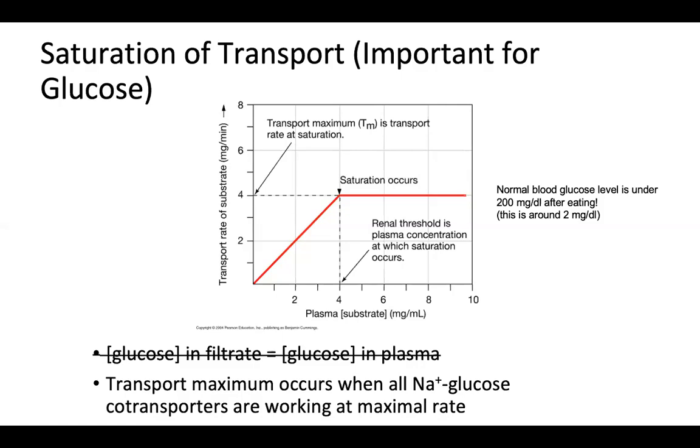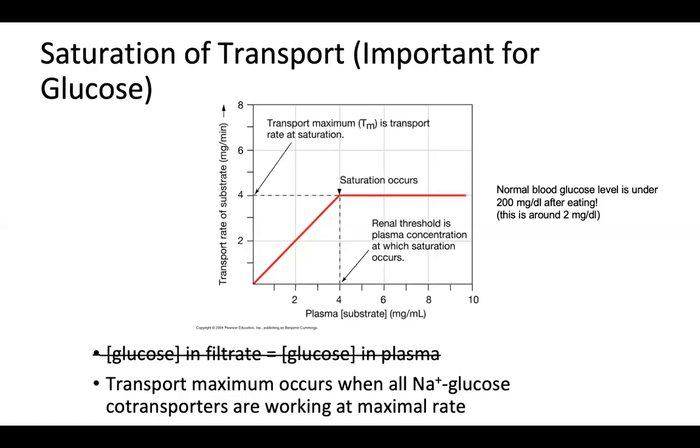But what can happen is if we have too much blood glucose, all of a sudden we reach saturation of these transporters, the symporters of the sodium and the glucose. So say I have 6 milligrams per milliliter of glucose in my blood, I'm only getting 4 back. That means I have 2 milligrams per ml in my urine. So this is why you can do urine glucose testing for patients who have diabetes. Okay, so hopefully that makes sense. I think that's pretty intuitive, right?